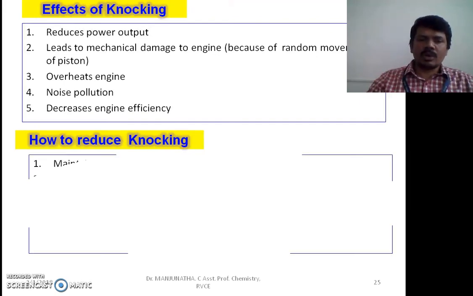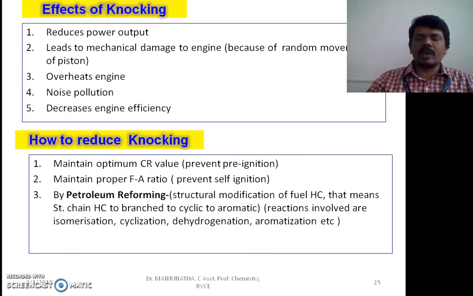So how to reduce knocking? By maintaining the optimum CR value, we can prevent pre-ignition. If you maintain the proper fuel and air ratio, you can prevent self-ignition. Or if you modify the structure of the hydrocarbon, from straight chain to branched, branched to cyclic, cyclic to aromatic, you can create stable free radicals inside so that you can reduce the knocking.